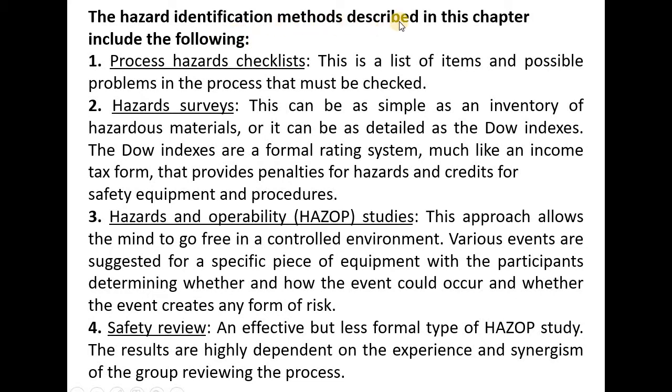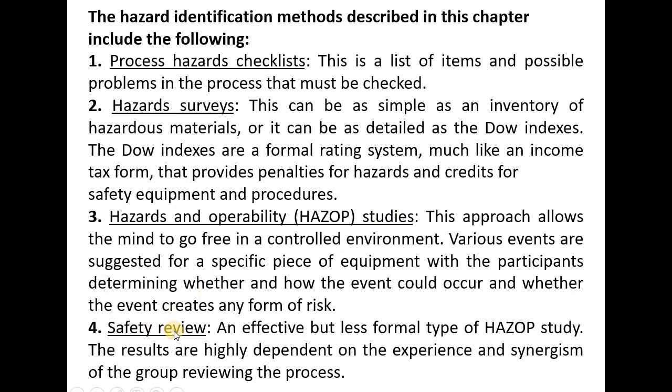Hazard identification is described in chapter 11, or chapter 10 in the second edition, the old edition. We have these four things, right? First, the process hazard checklist, which is simple, just a checklist. Second, hazard surveys, doing a survey and knowing whether it has a high hazard or a low hazard. The Dow index is one of the indexes that you're going to use in this chapter. Number three is the hazard study, which is the hazards and operability study. We are going to see that later.